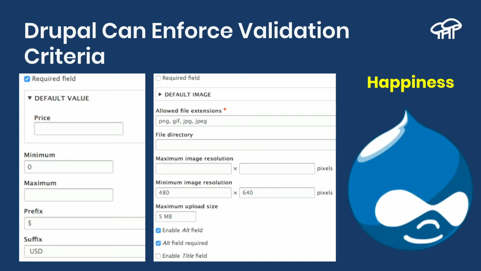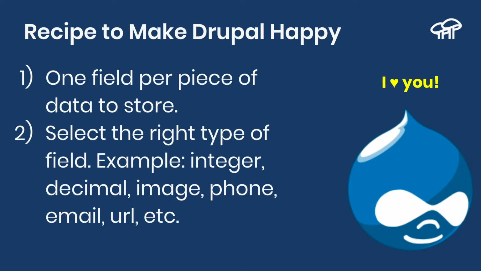With this, Drupal starts to get happy, and if you want Drupal to love you, you do it like this. For every piece of information that you want to store, you use a field, and you need to select the right type of field because it will come with the right type of validation. Let's say in the event example, one field for the date, one field for the price, one field for the number of people that can attend, and so on.